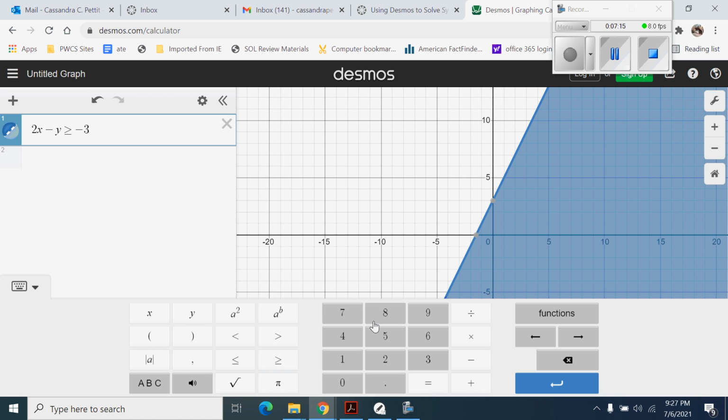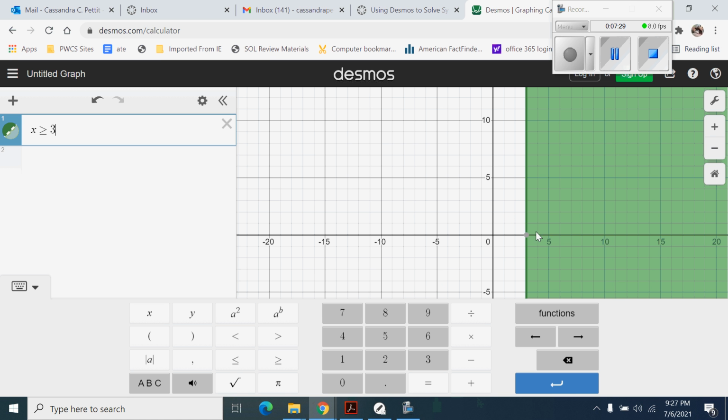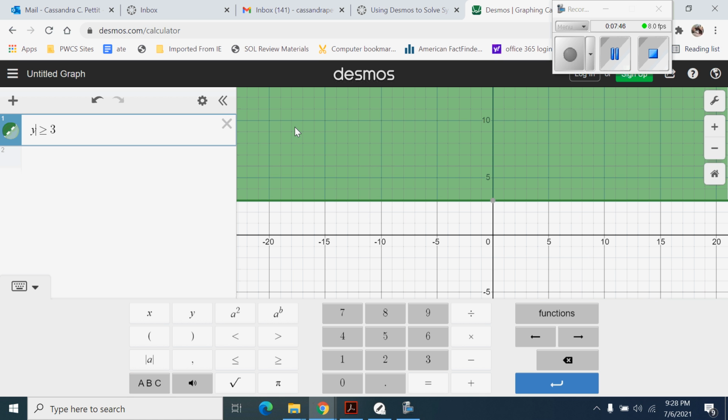You can match this to other graphs and stuff like that, especially when you're doing the SOL. Now, what happens if I'm trying to do a vertical line? Let's see if that works. X is greater than or equal to 3. All right, so that's a vertical line. It's to the right of 3, and I have a solid line. So it's okay if I use these here. And what about if it was y? Remember, that's a horizontal line. Y is greater than or equal to 3.